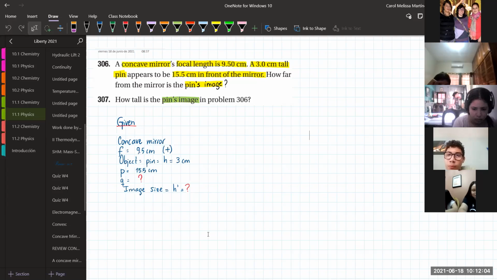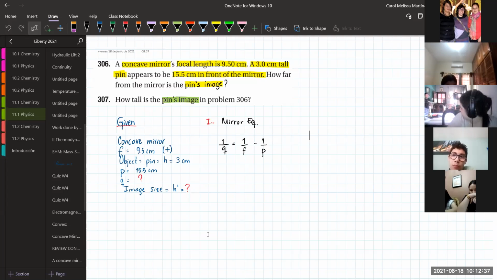Now, in the first part, what we have to do is we know that we had to use the equations. So we're going to be using the mirror equation. In the first step, we're going to be using the mirror equation to find Q. So we say that 1 over Q is equal to 1 over F minus 1 over P. You must substitute by the givens.